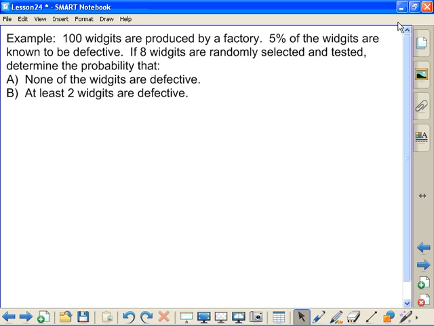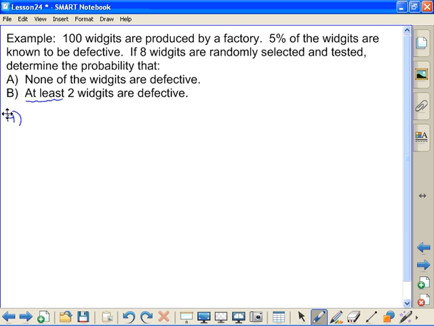So hypergeometric distributions. The example, 100 widgets. Widgets are just a generic term given to a product in economic terms. So 100 widgets are produced by a factory. 5% of the widgets are known to be defective. If 8 widgets are randomly selected and tested, determine the probability that A, none of them are defective, and B, at least 2 are defective. And there's that "at least" term that we all have come to not appreciate.